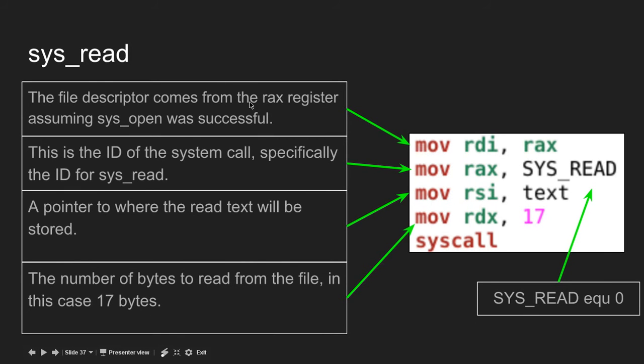The file descriptor comes from the RAX register, assuming sysopen was successful. So I just move into RDI RAX. That assumes RAX is holding the file descriptor. This is the ID of the system call, specifically the ID for sysread. So this is just the system call name, sysread. A pointer to where the read text will be stored. I just named that address text. The number of bytes to read from the file, in this case 17 bytes. So this says we're reading 17 bytes from the file.